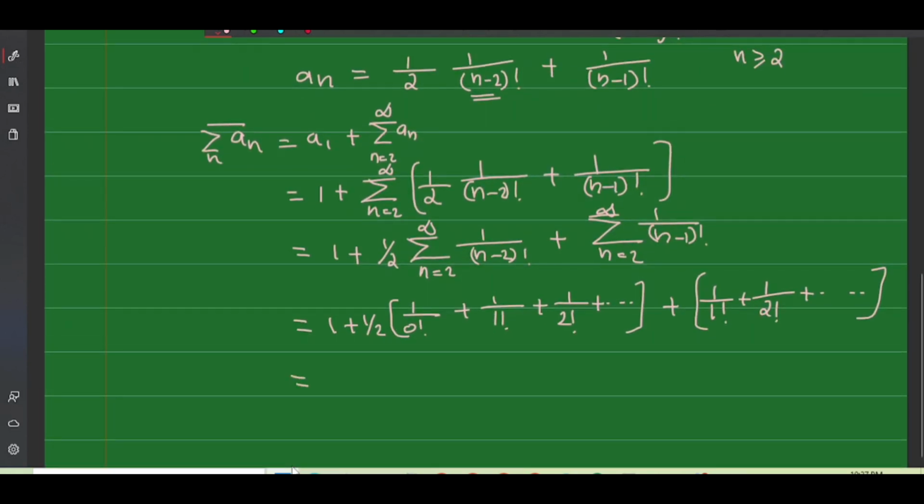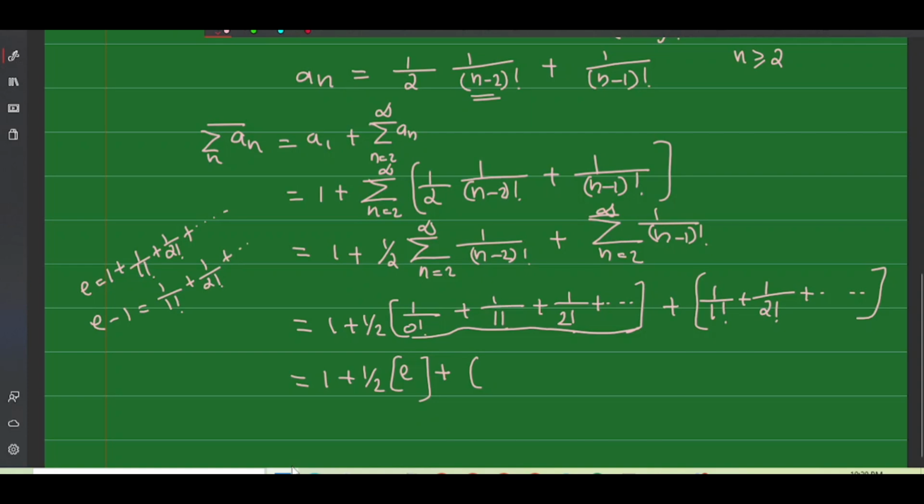And which is equal to 1 plus 1 by 2 into, we know that e is equal to 1 plus 1 by 1 factorial plus 1 by 2 factorial plus etc. So this first series will be equal to e. Then e minus 1 is equal to 1 by 1 factorial plus 1 by 2 factorial plus etc. So the second series will be equal to e minus 1.